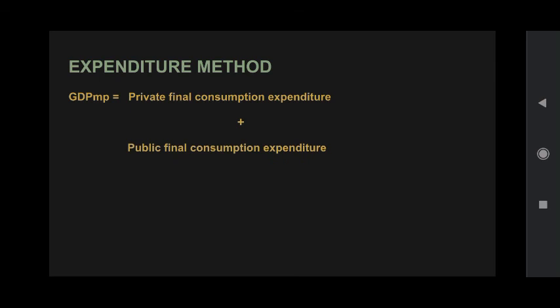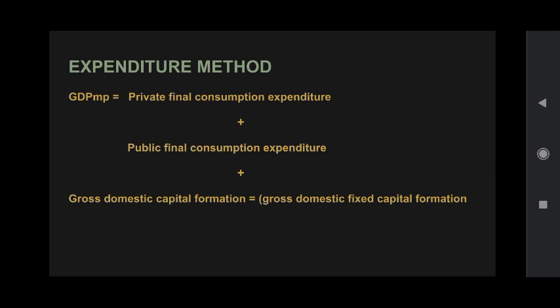The final method is the expenditure method. Through this method, we calculate the base GDP at MP, and then we move on to estimating national income. So, the formula for calculating national income through the expenditure method is GDP at MP equals private final consumption expenditure plus public final consumption expenditure plus gross domestic capital formation plus net exports.